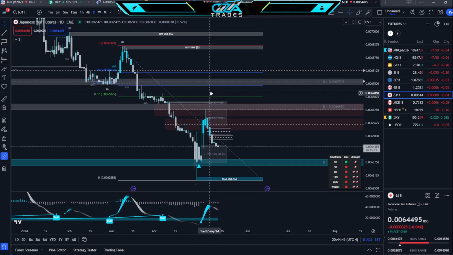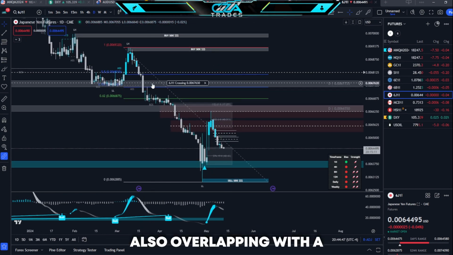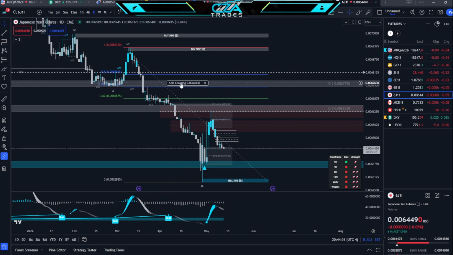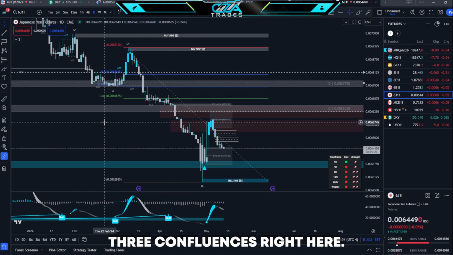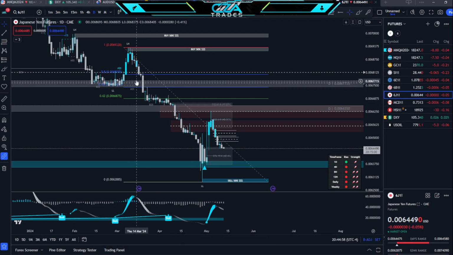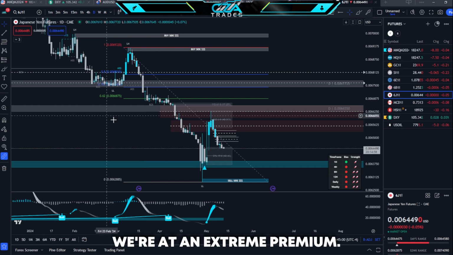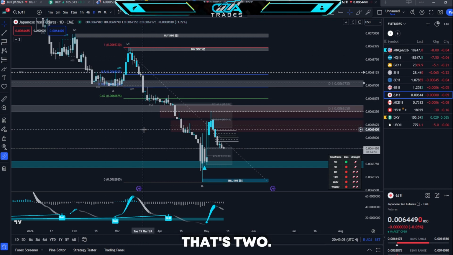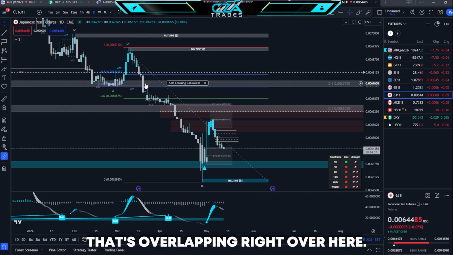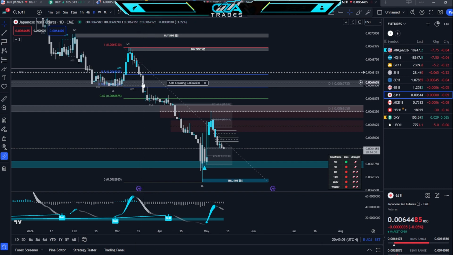Lock that in. Fair value gap over here, also overlapping with a resistance zone by EZAlgo. Right? 3 confluences right here. Fair value gap after a market structure shift. That's 1. Optimal trade entries. We're at an extreme premium. We're trying to short it. That's 2. EZAlgo resistance level. That's 3. That's overlapping right over here. This looks good for me. Set your alerts here.